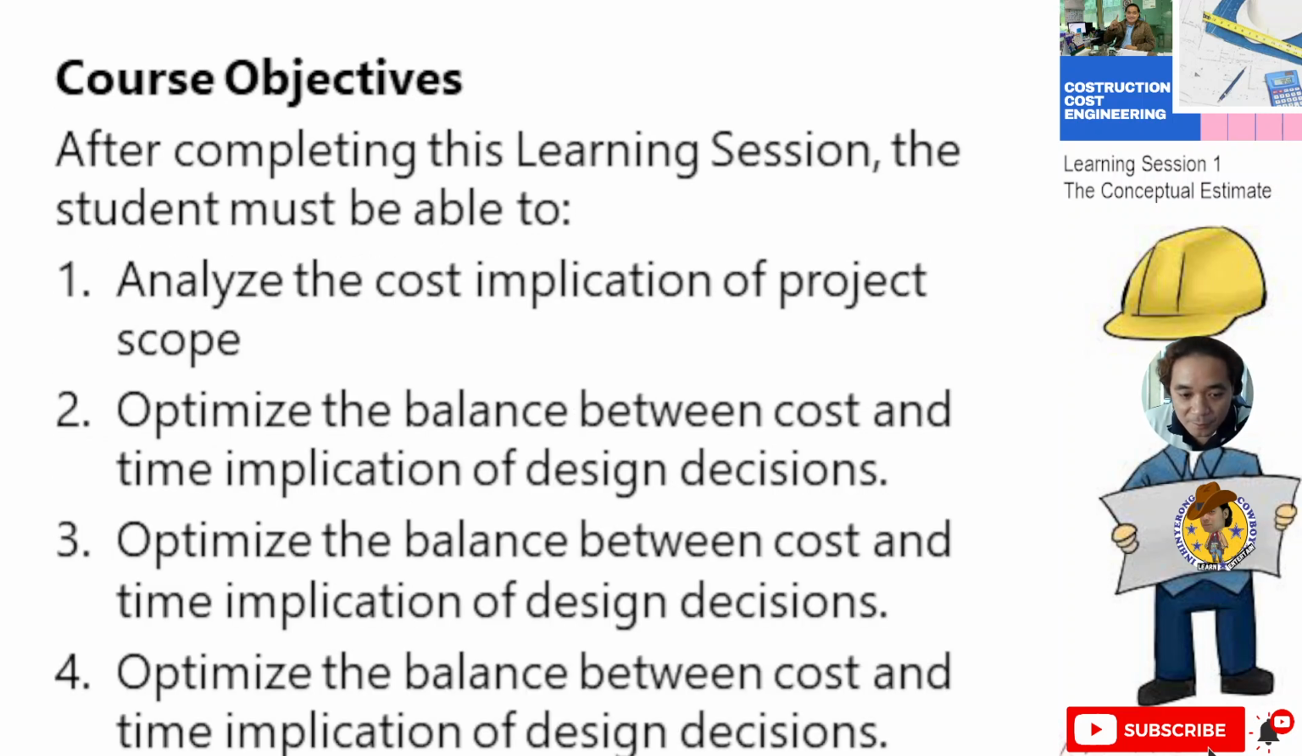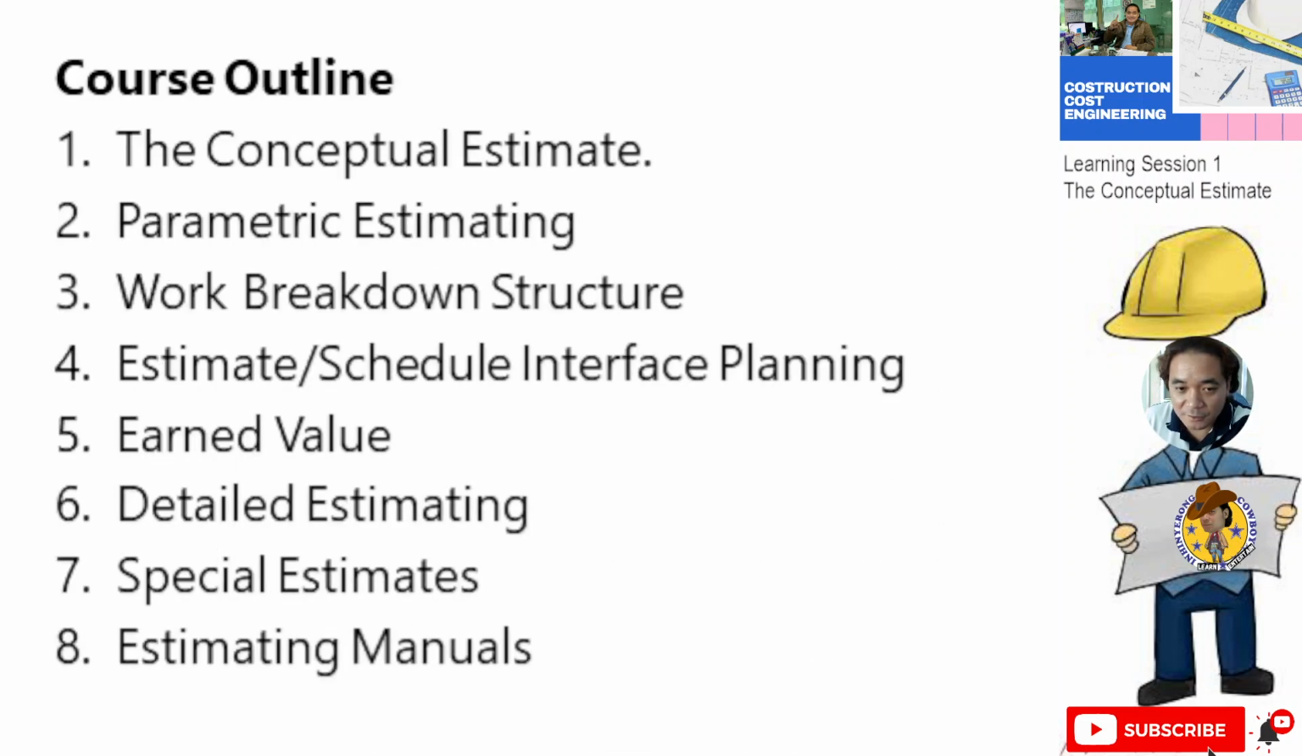Course objectives. After completing this learning session, the student must be able to, number one, analyze the cost implication of project scope. Number two, optimize the balance between cost and time implication of design decisions. Number three and number four, likewise optimize the balance between cost and time implication of design decisions.